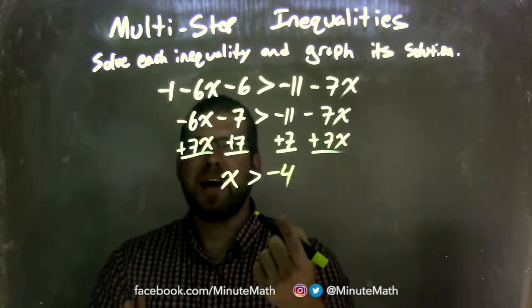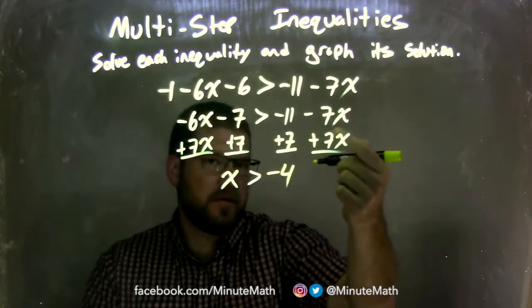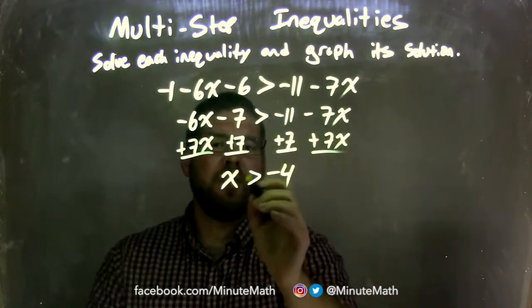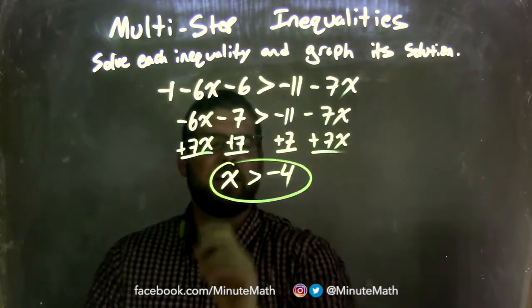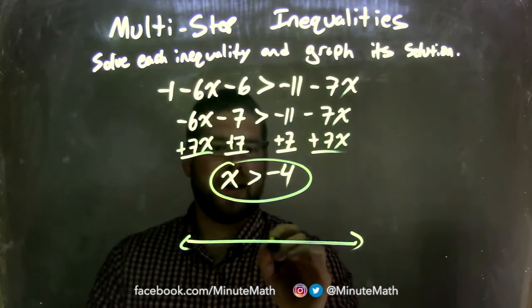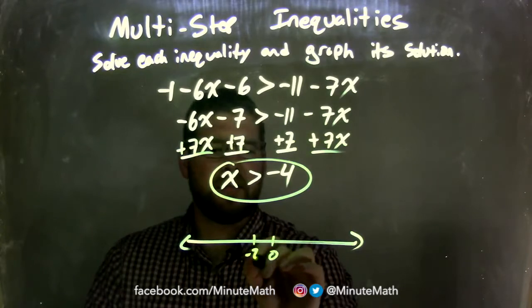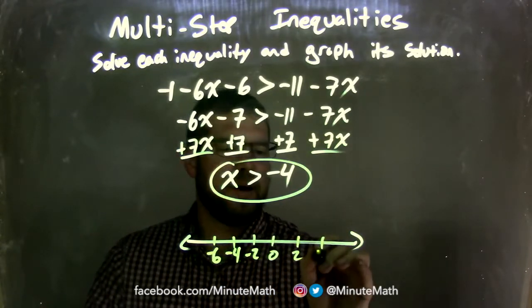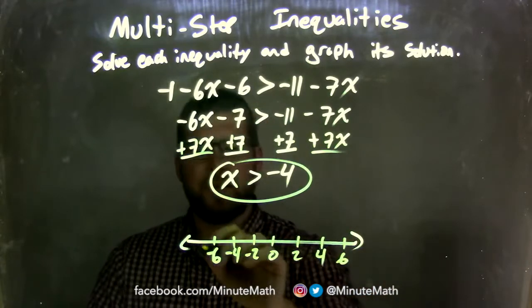Okay? So now we actually did two steps in one, but make sure we lined up the right numbers. But we have x is greater than negative 4. So now I can graph this. Let's go by 2's. So 0, negative 2, negative 4, negative 6, and positive 2, positive 4, and positive 6, and let's make it even negative 8.